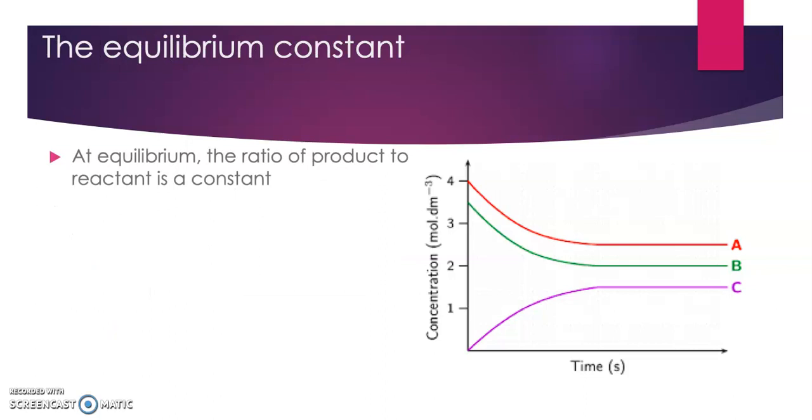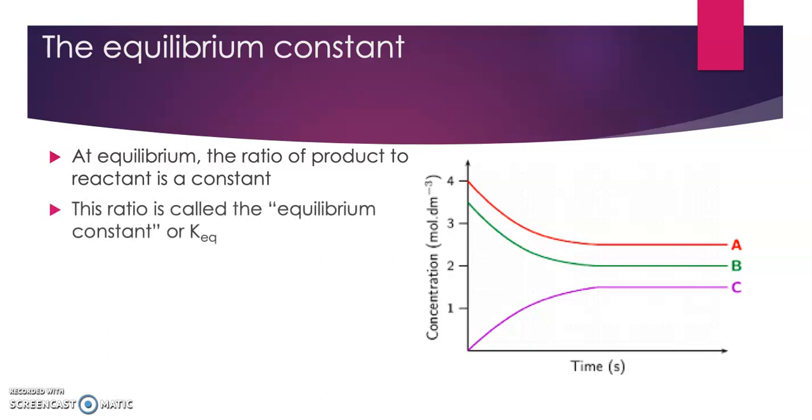And this ratio of products to reactants isn't going to change. We can actually think about this as a way of monitoring the reaction. Once we've established equilibrium, even if the concentrations of A and B and C are changing, their ratios aren't going to change either. And this ratio is called the equilibrium constant, or KEQ. Notice that it's a capital letter K, and then the EQ for equilibrium. There are actually different kinds of equilibrium constants, but we're just going to focus on the big picture right now.